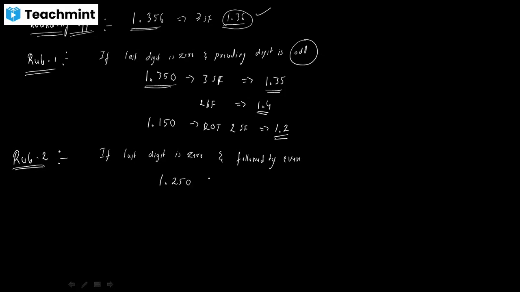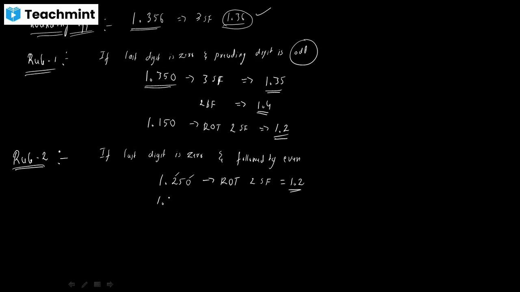1.250 is a number. Now I have to round off to two significant figures. The answer, students, is not 1.3. We have to keep it as it is because it is an even number before 5. That is why the answer is 1.2 itself, because before 5 there is an even number, and after 5 it is 0. That is why the answer is 1.2.